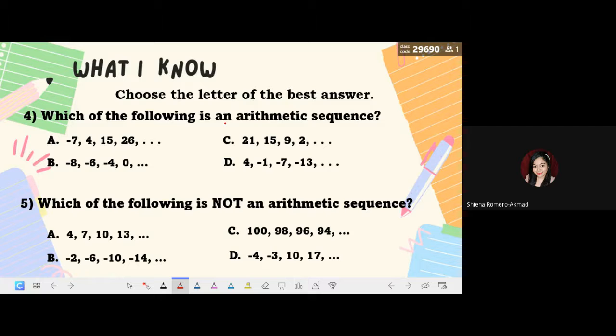Which of the following is an arithmetic sequence? We're looking for an arithmetic sequence. And for number 5, not an arithmetic sequence. So, alin kaya dyan ang arithmetic at alin ang hindi arithmetic? Yes? O kung nahihiya sabihin, you can also type your answer sa ating in-call messages.